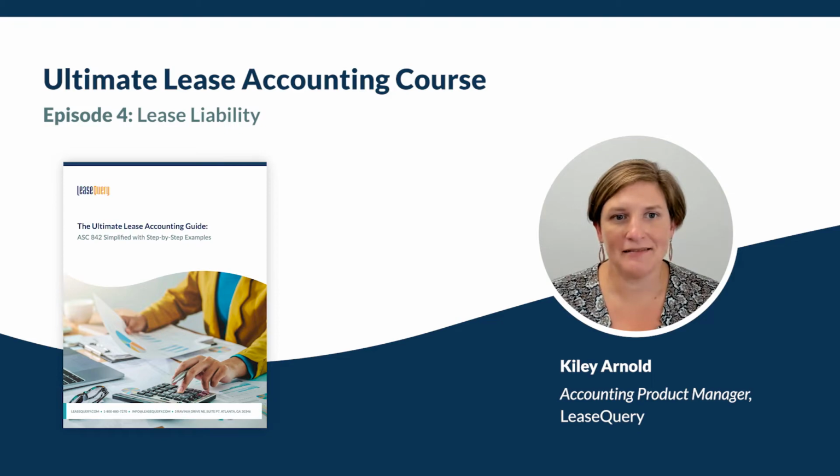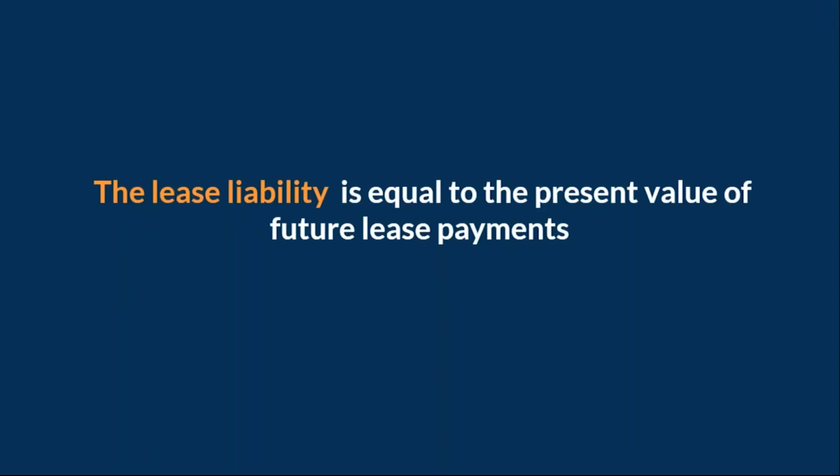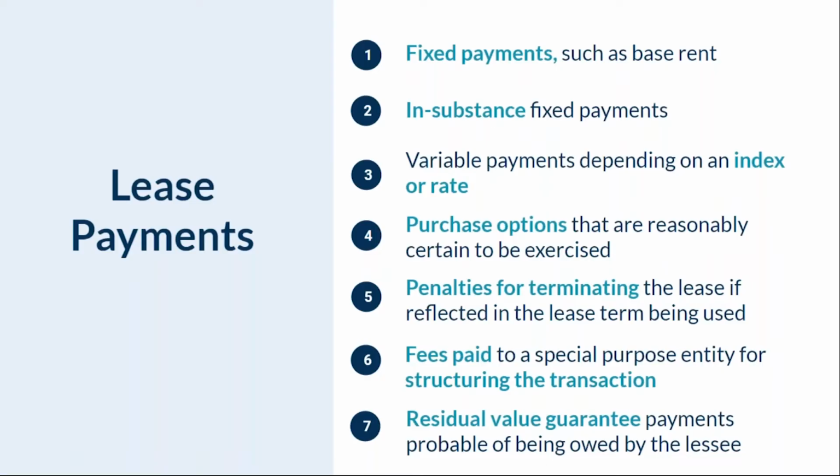Let's begin. The lease liability is equal to the present value of future lease payments. Seems simple enough at first glance, right? The lease liability will always equal the present value of any remaining lease payments. This is the same at commencement of the lease as it is at transition. However, to do this, you must determine two things: the payments and the discount rate. Let's look at the payments first.